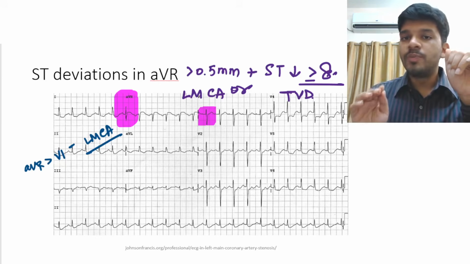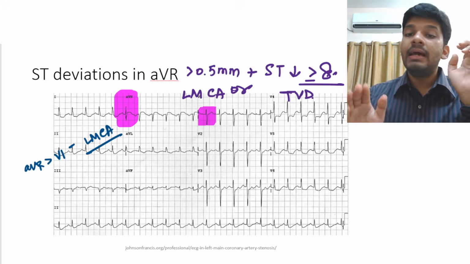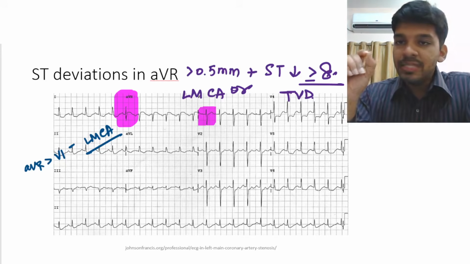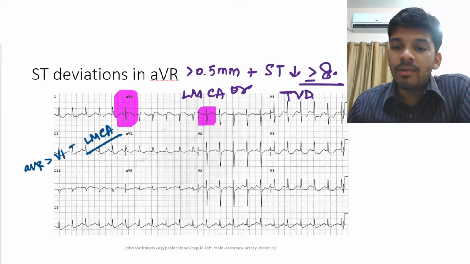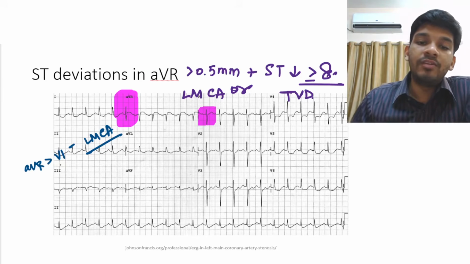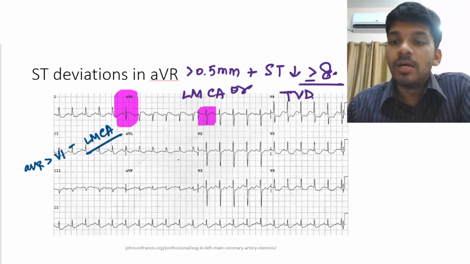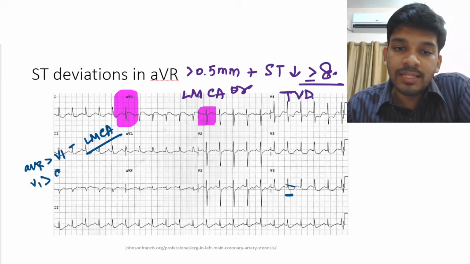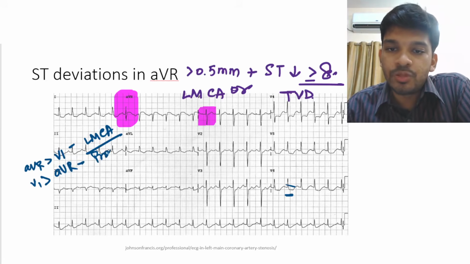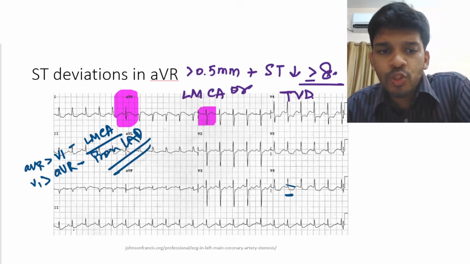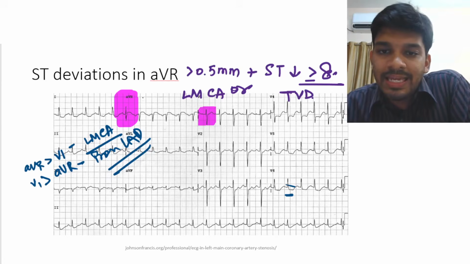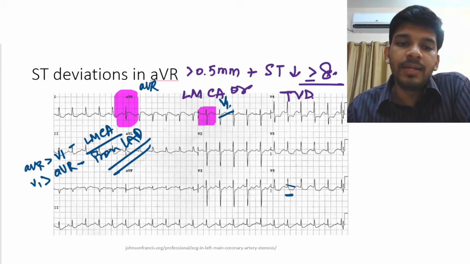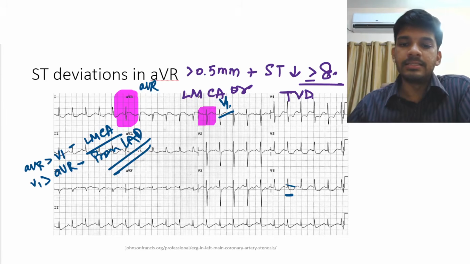But if they do make it to the hospital, it is very important for you to recognize them early and send them to the cath lab early. So aVR more than V1 means LMCA, and V1 more than aVR, remember we discussed proximal LAD occlusions where V1, aVR and V6 are very important. Here also you can see V6 is having ST depressions. So V1 more than aVR tells you it is a proximal LAD occlusion. That is the approach to ST elevations in aVR. Basically aVR and V1 go hand in hand, and you should be looking at both of them to decide what kind of disease is there.